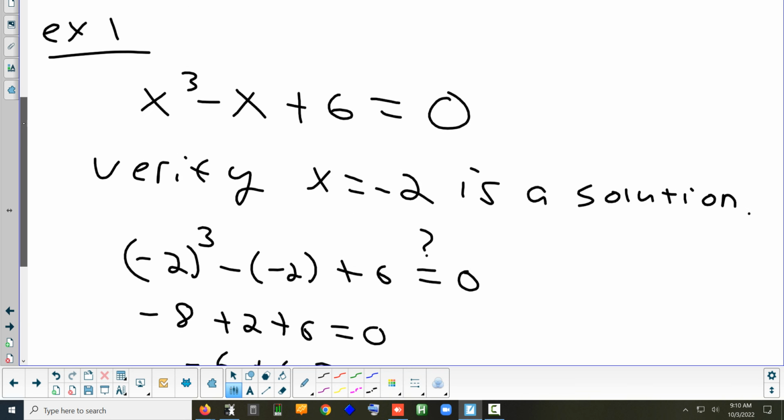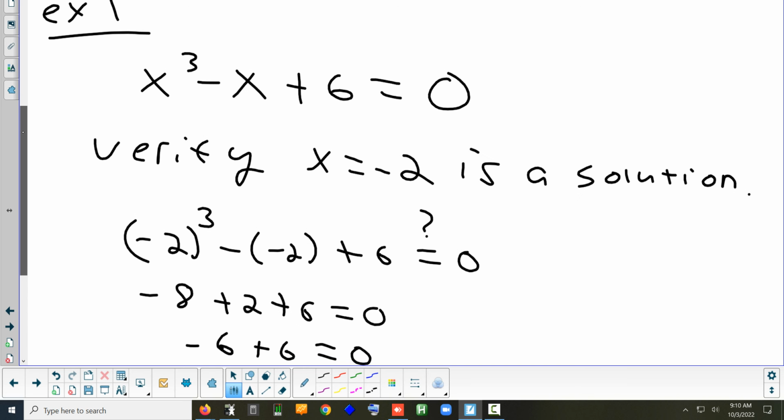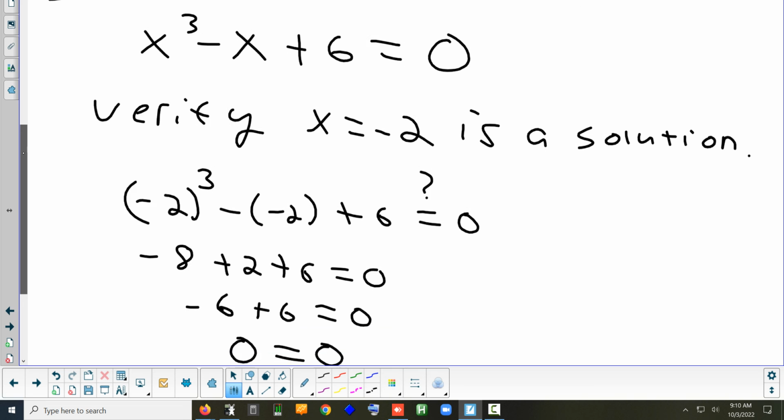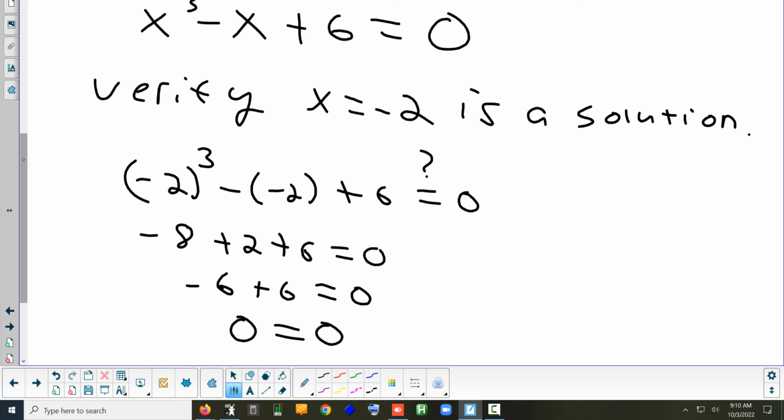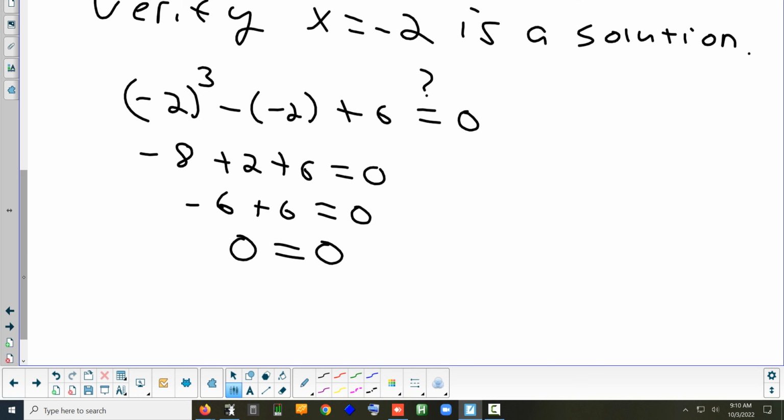So Eileen, is negative 2 a solution? Yeah. Is it the only solution? Well, I don't know. That's a different question. But I know negative 2 is an answer that works. Okay. Any questions on how to verify a number is a solution?